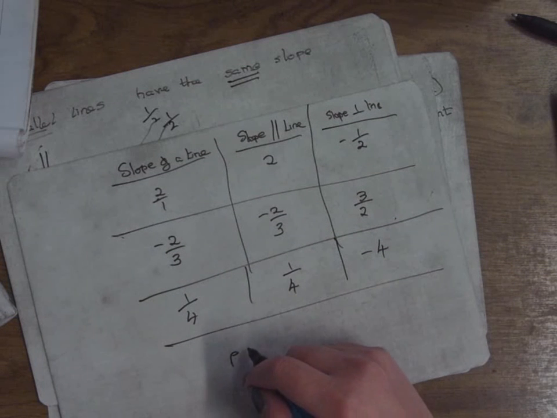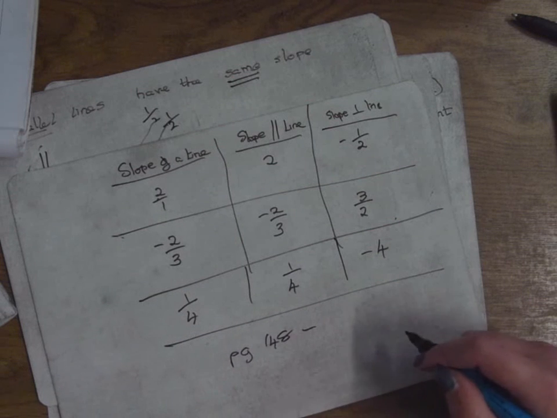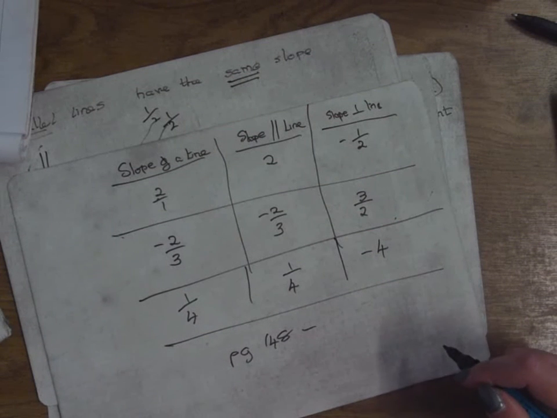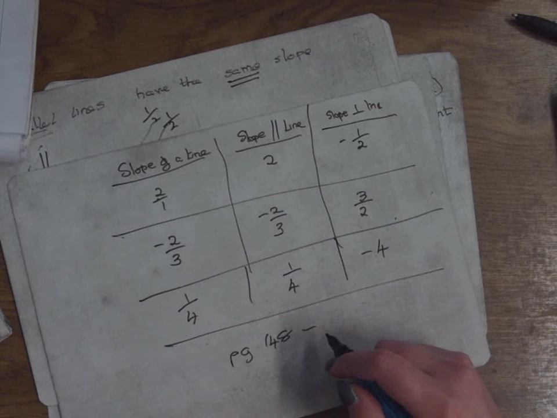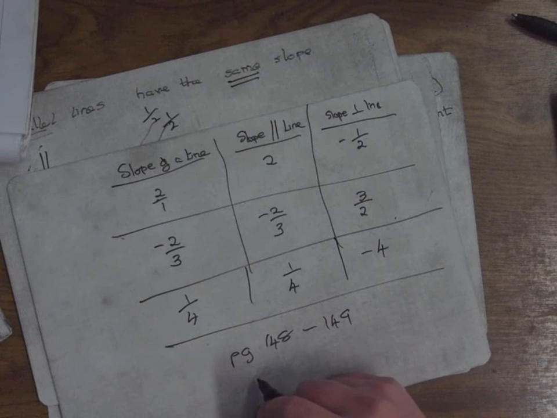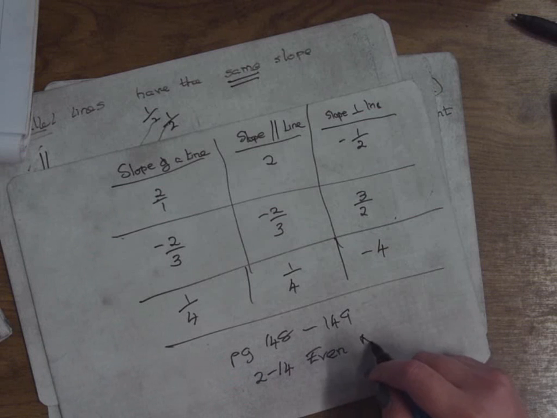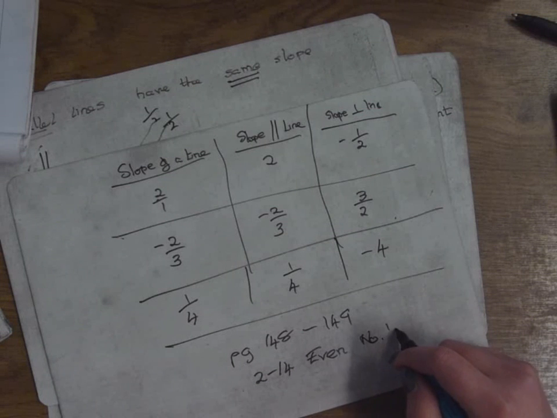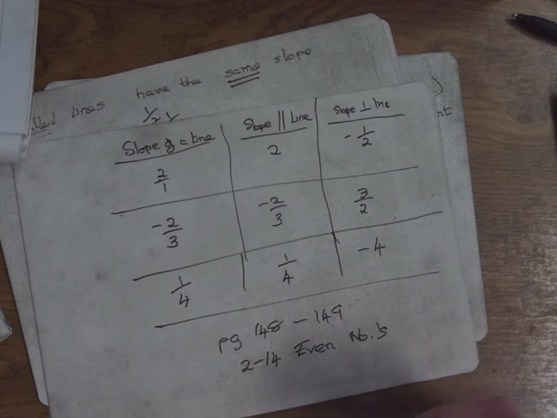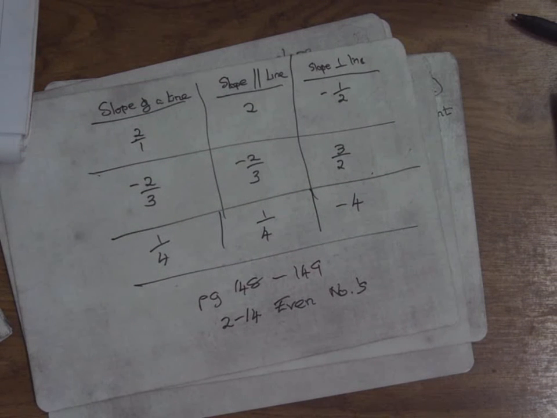Okay, so I'm going to give you homework. It's on page 148 to 149, and you're going to do 2 to 14, but you're only going to do the even numbers. So page 148 to 149, you're going to do 2 to 14, but you only do the even numbers.